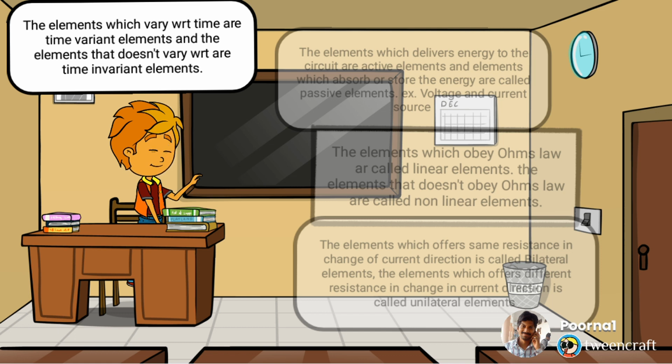The elements which vary with respect to time are called time variant elements. The elements which don't vary with respect to time are called time invariant elements. The elements which can be separated and analyzed separately are called lumped elements. The elements which cannot be separated and analyzed separately are called distributed elements.